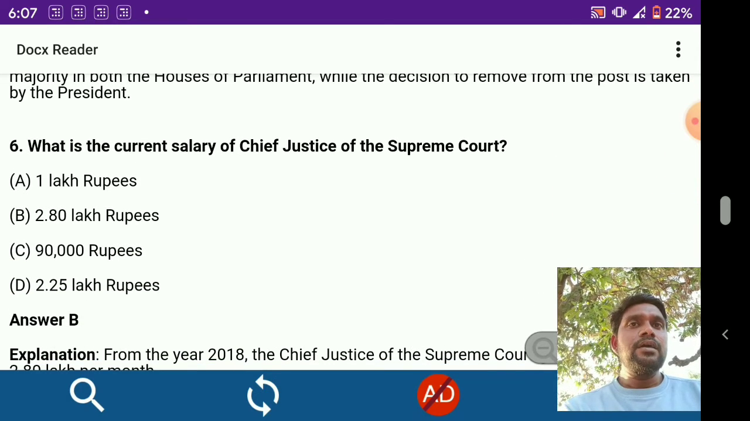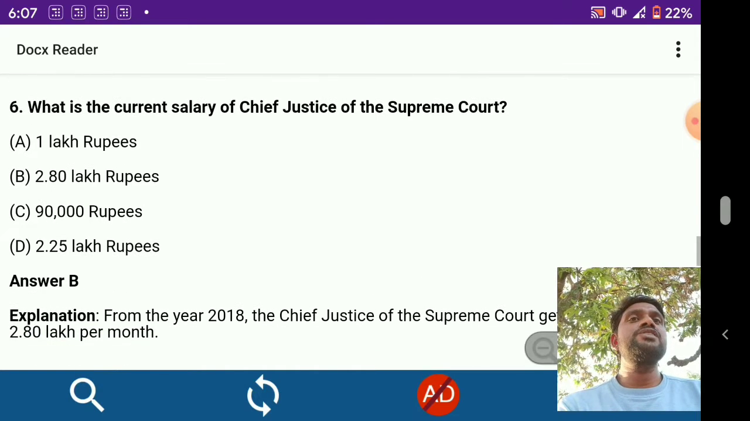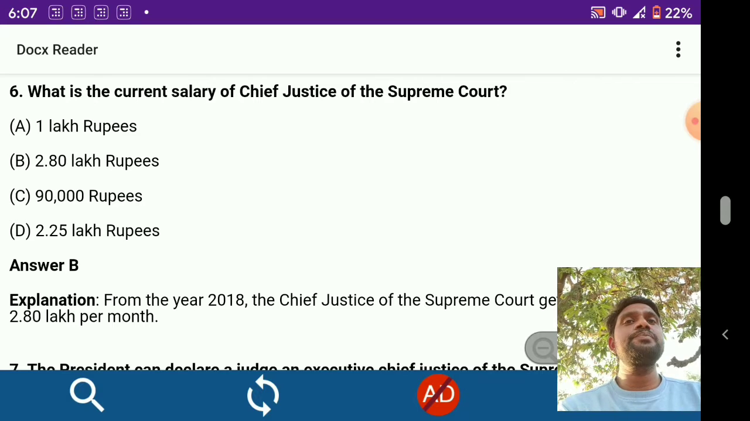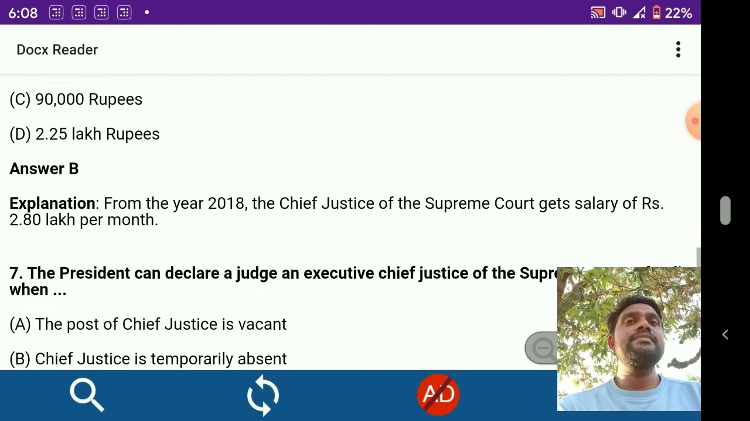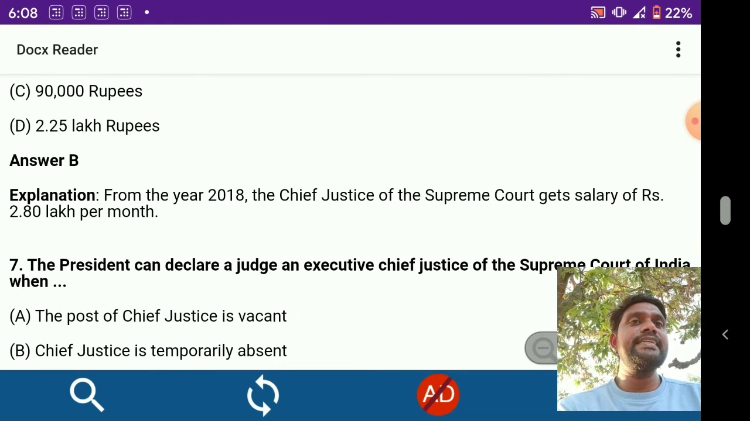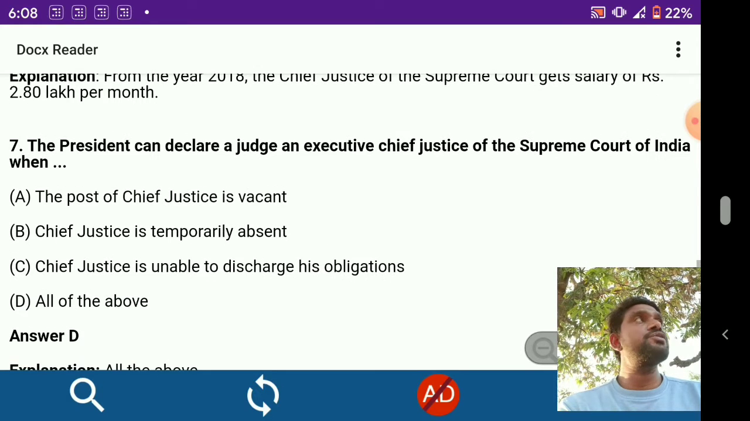Next is, what is the current salary of Chief Justice of the Supreme Court? Option A, 1 lakh rupees. Option B, 2.80 lakh rupees. Option C, 90,000 rupees. Option D, 2.25 lakh rupees. So the right answer is 2.80 lakh rupees. Option B is right. From the year 2018, the CJI of the Supreme Court gets a salary of rupees 2.80 lakh per month.